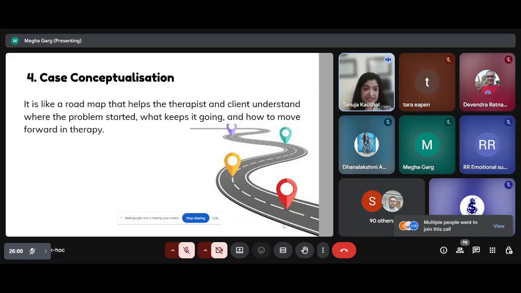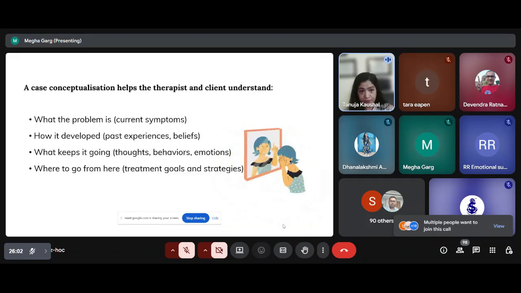What do we do in case conceptualization? We identify the main problem. We look at the thoughts and beliefs related to it, and we notice how the feelings and behaviors respond to these thoughts. We also consider past experiences, and then based on all of this information, we help the client understand and work on the problem. So basically, what thought is leading to which feeling and which behavior, and what is the vicious cycle like.